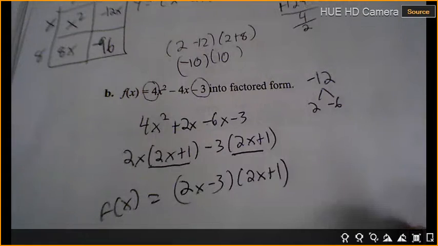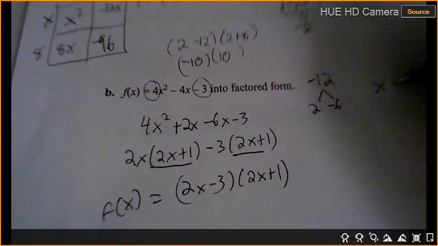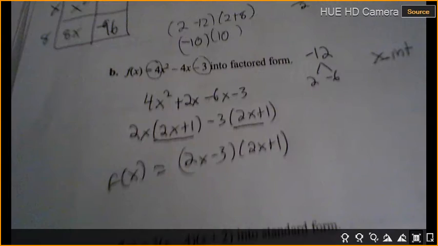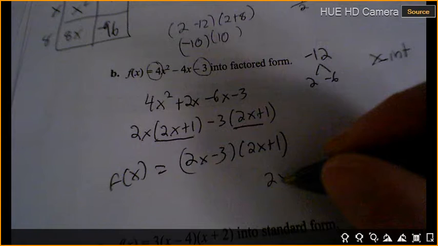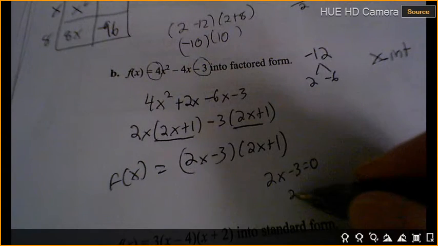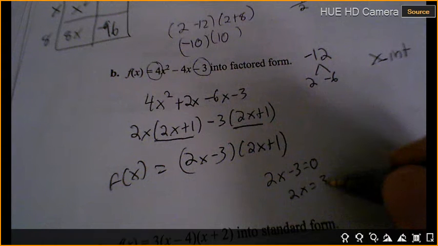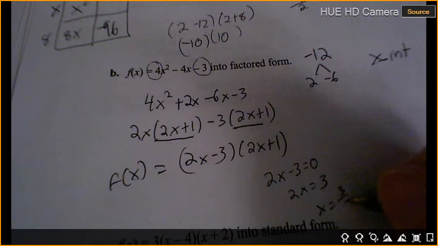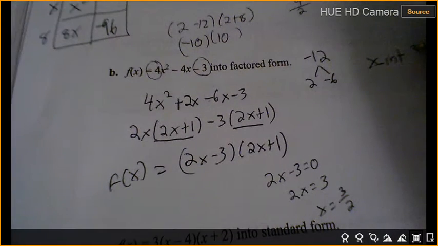Okay, from here I'm going to figure out what my x-intercepts are. Now these aren't very easy to do. I actually have to do the work for them. I have to say 2x minus 3 equals 0, and then solve. I get 2x equals 3 because I added 3 to both sides. Then I'm going to divide by 2, and I get x equals 3 over 2. So one of my x-intercepts is 3 over 2.